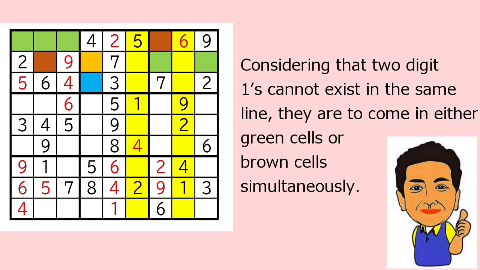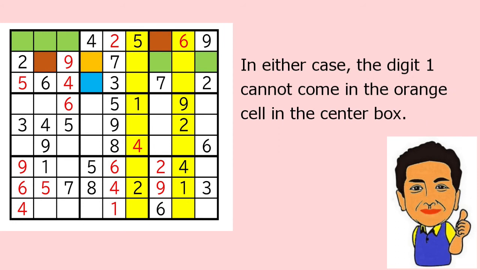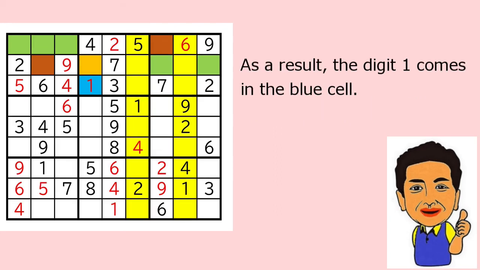Considering that 2 digit ones cannot exist in the same line, they are to come in either green cells or brown cells simultaneously. In either case, the digit one cannot come in the orange cell in the center box. As a result, the digit one comes in the blue cell.